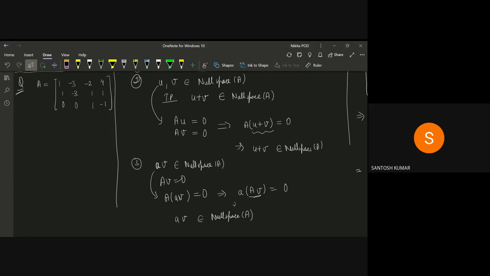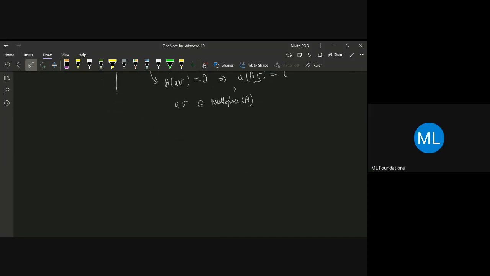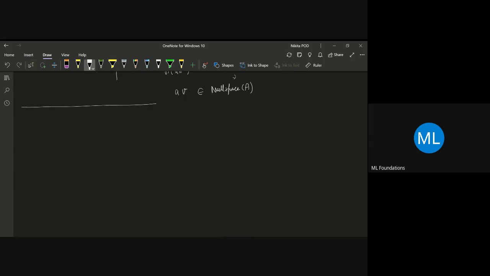First, we have to pivot and take it to row echelon form. We'll convert it to row echelon form, right? Let me do it here only. The question is to find the null space of 1 minus 3 minus 2, 4 1 minus 3, 1 1 0, 0 1 minus 1.